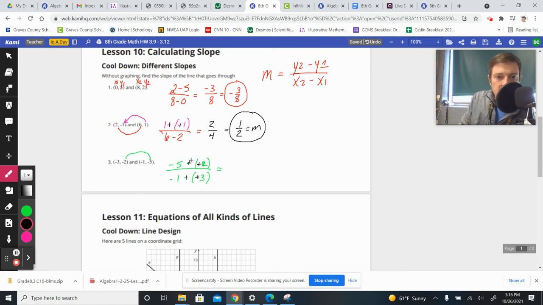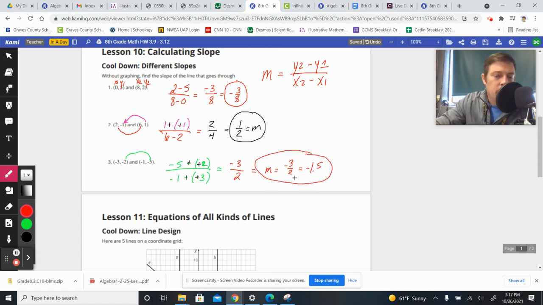Okay, negative 5 add 2 gives me a sum of negative 3. And negative 1 plus 3 takes me up to positive 2. So my slope for this one is simply negative 3/2. Or you might have had negative 1.5. It's all the same thing.